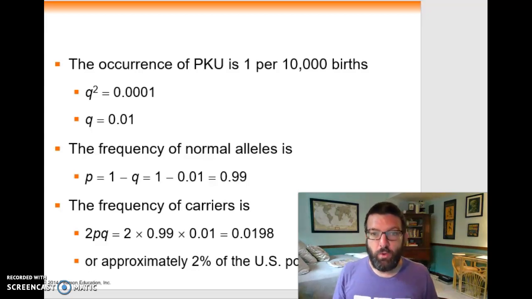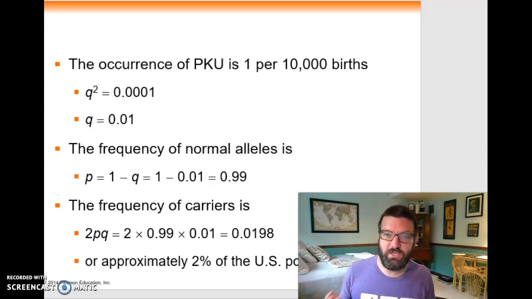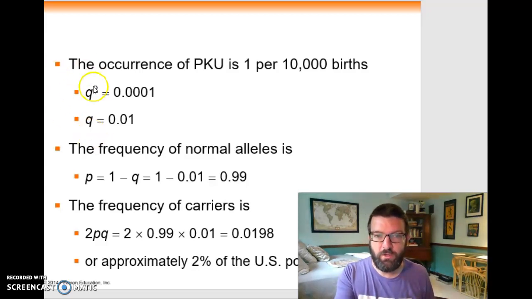We know that about 1 out of every 10,000 people have PKU, right? And that is a phenotype. So they have the phenotype of PKU, and because it's a recessive disorder, we know that if they have that phenotype, their genotype will be homozygous recessive. And the frequency of homozygous recessive individuals is Q squared, so we know 1 out of 10,000, or 0.0001, is Q squared. Well, mathematically, where do we go from there?